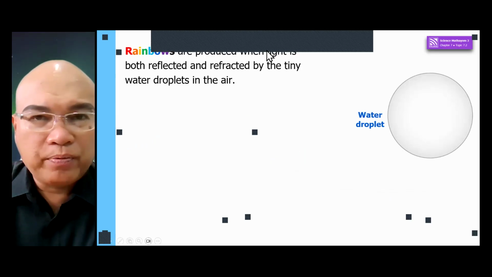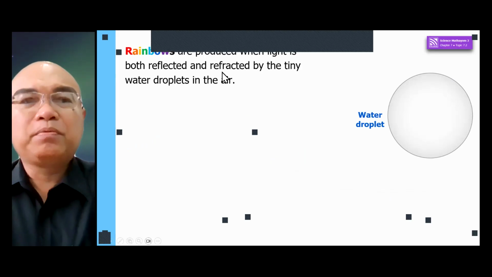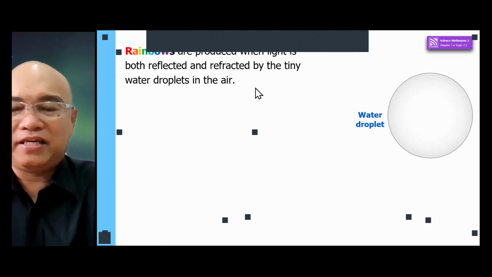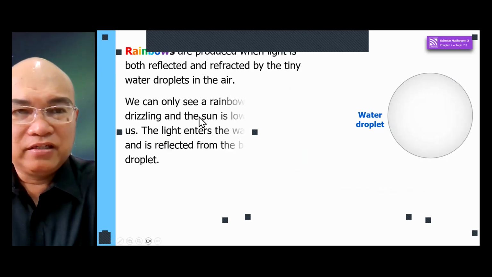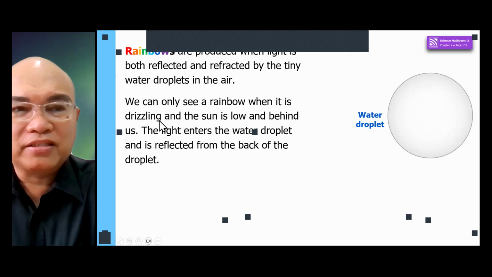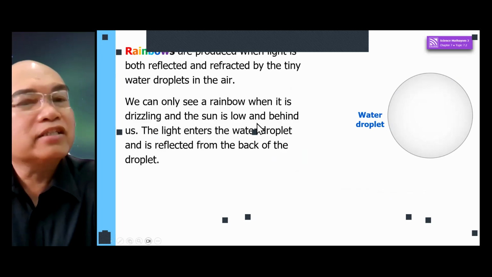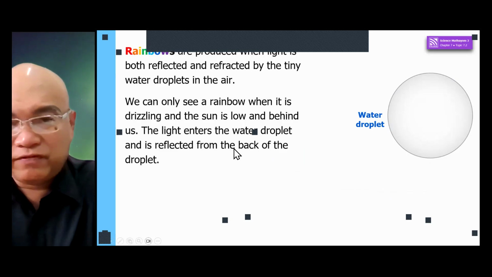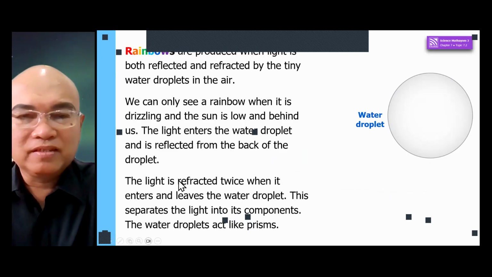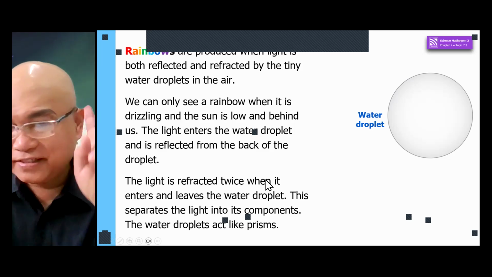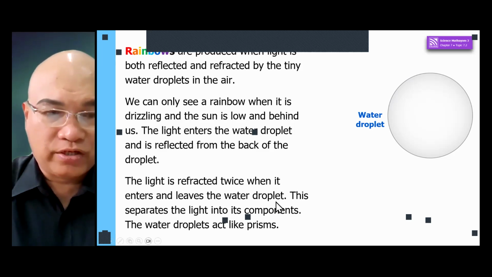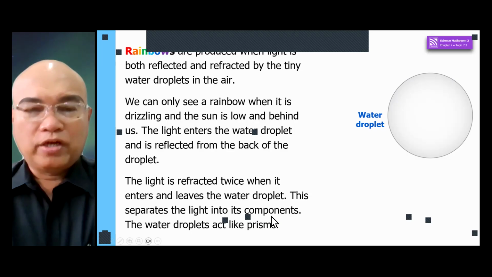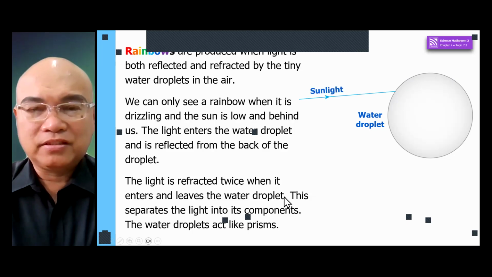So rainbows are produced when light is both reflected and refracted by the tiny water droplets in the air. All right. So we can only see a rainbow when it is drizzling and the sun is low and behind us. So the light enters the water droplet and is reflected from the back of the droplet. The light is refracted twice when it enters and leaves the water droplet. This separates the light into its components. The water droplets act like prisms.